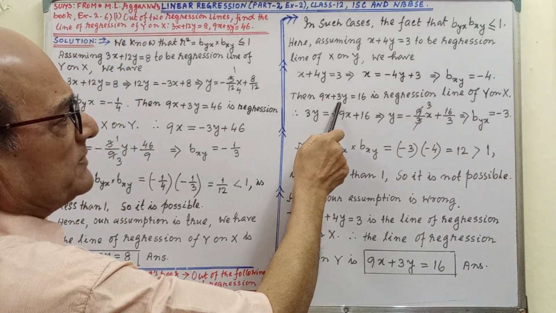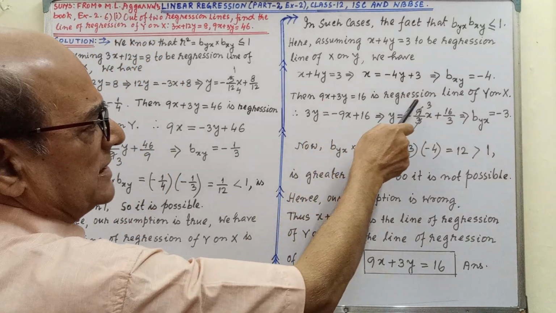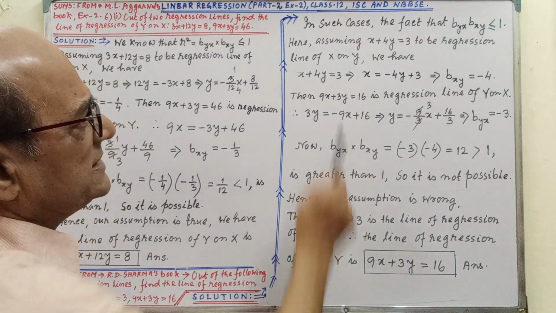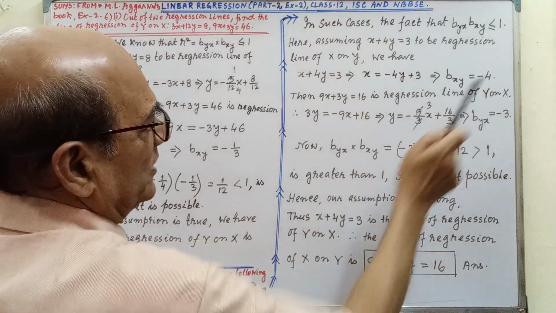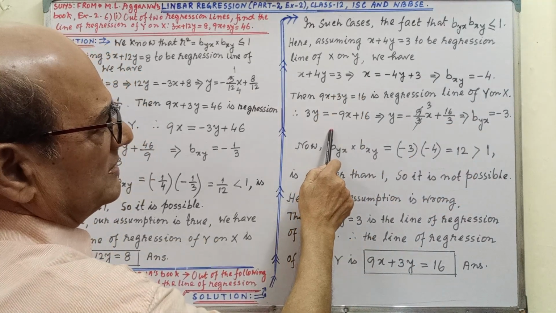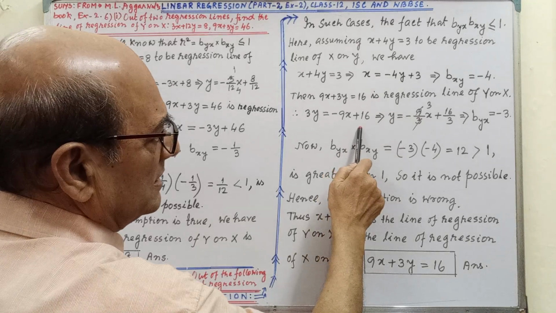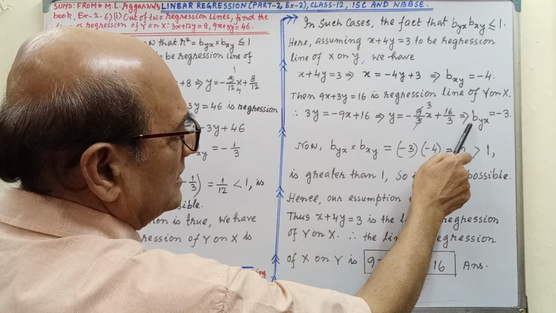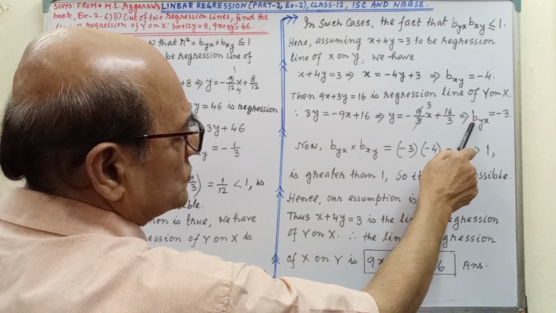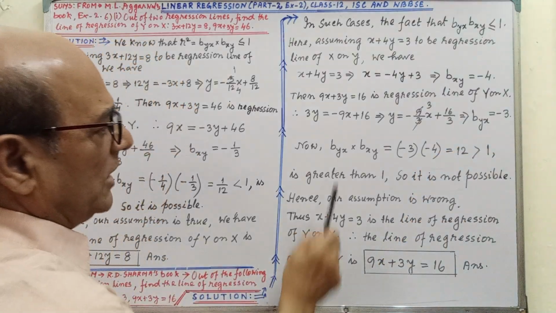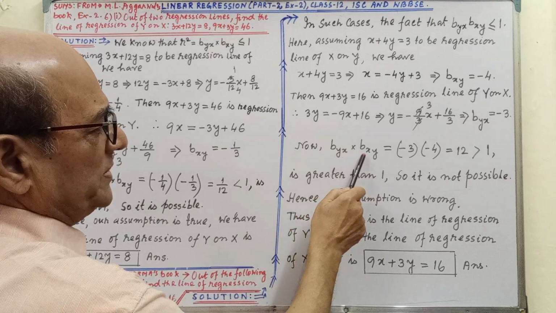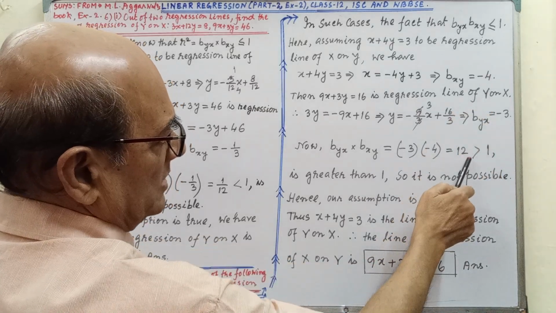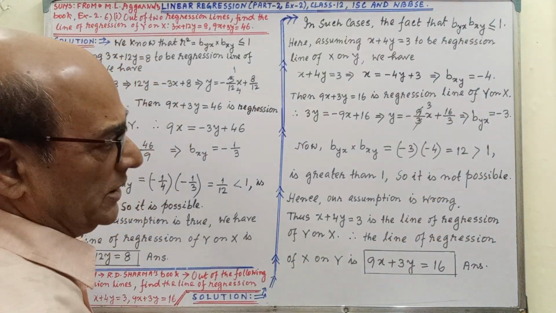Then 9x plus 3y equal to 16 is the regression line of y on x. This is x on y and this is y on x. By converting into gradient form, we are getting the coefficient of regression, that is the slope, equal to -3. Now the product of these two coefficients, -3 and -4, by calculation is coming 12.